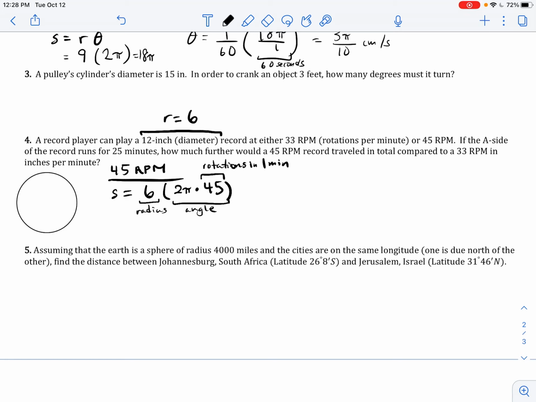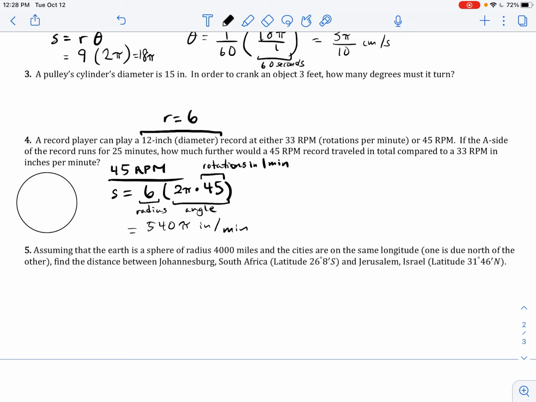There's the bell. I'm going to wait that out. That's 90 pi. So that's the amount of angle that has changed over the course of 1 minute. So we would say that this would be 540 pi inches per minute. Okay?